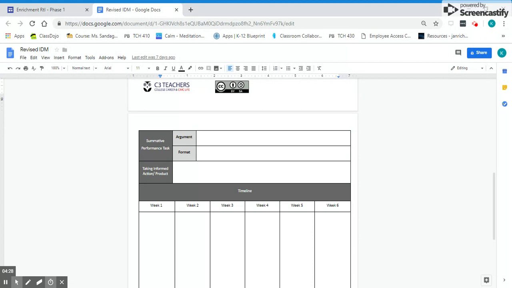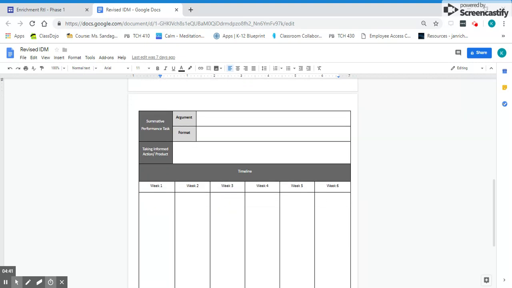Or I shouldn't say not on a piece of paper, but not in written format, as in here's my claim, here's my reasons, here's my evidence. Instead, they're presenting it in some way that is a little more engaging, a little more deep, and can be shared with the real world.